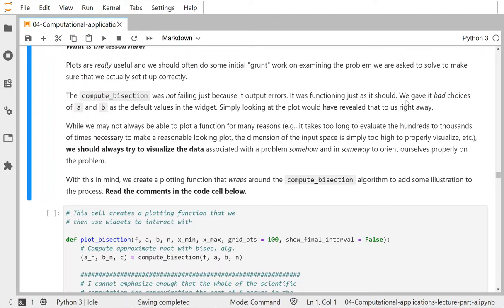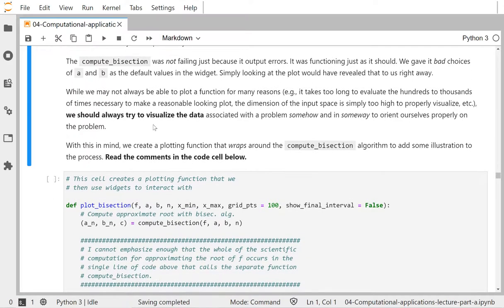I know I keep emphasizing that, but it's so important. We gave it bad choices of A and B as the default values in the widget. Simply looking at the plot would have revealed that to us right away. So we are not always able to make plots of functions for many reasons.